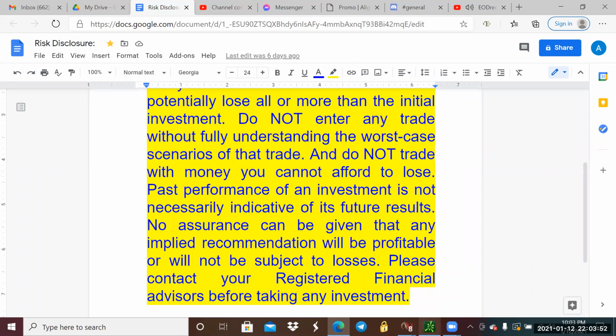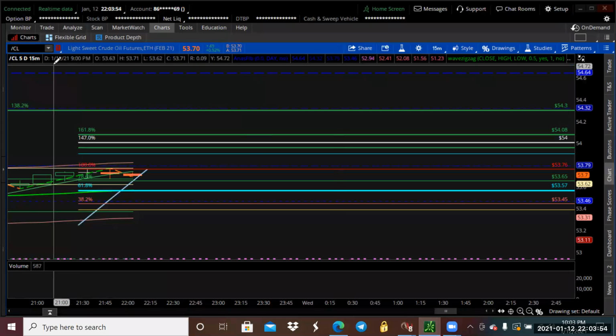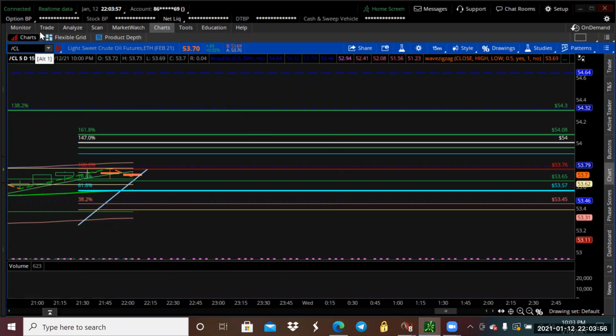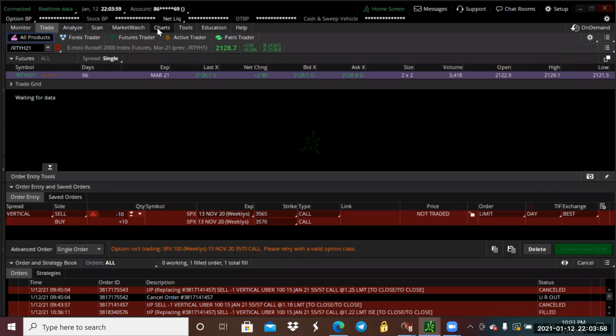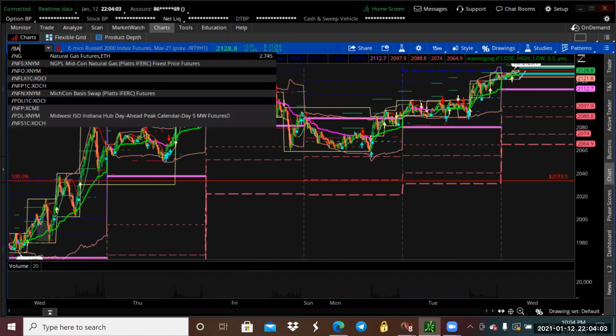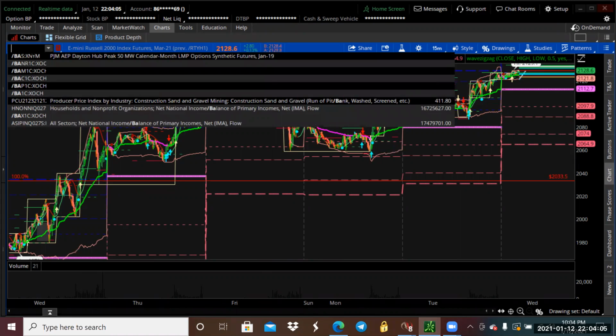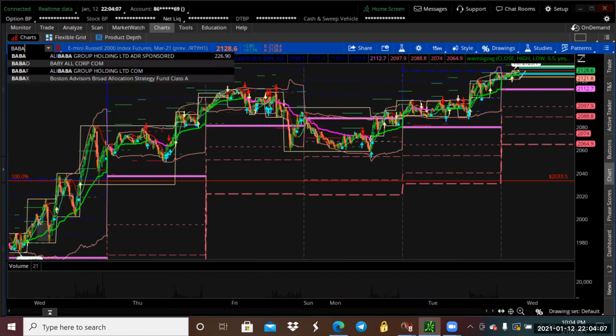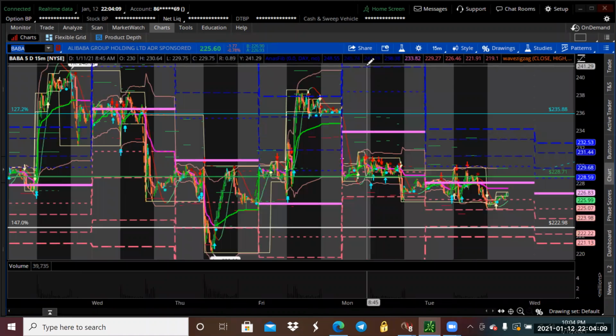So let's go over certain things. In here, I have CL, but we're not going to talk about that. This is what I wanted to look at. We're looking at BABA, I believe, and I wanted to get these at 240.